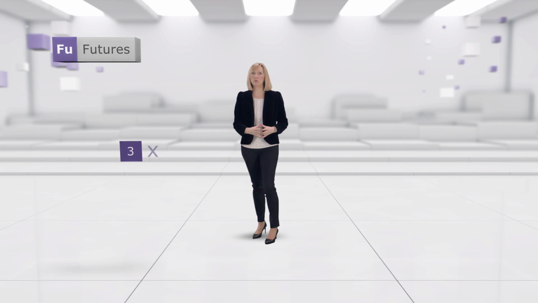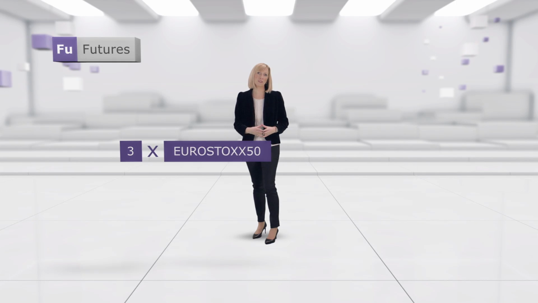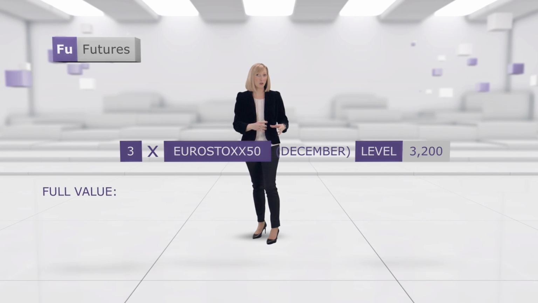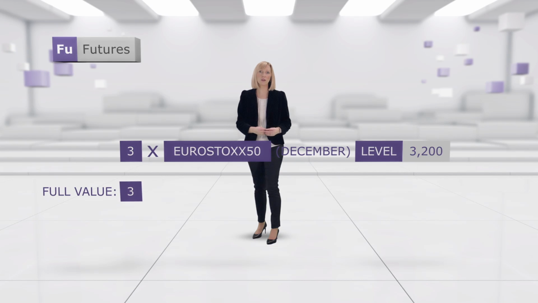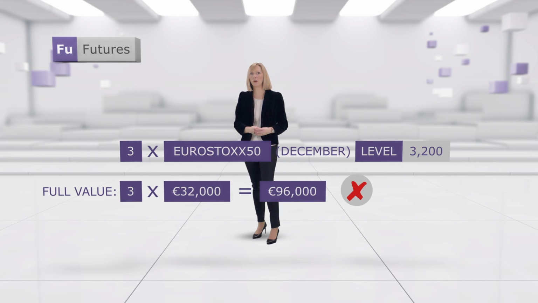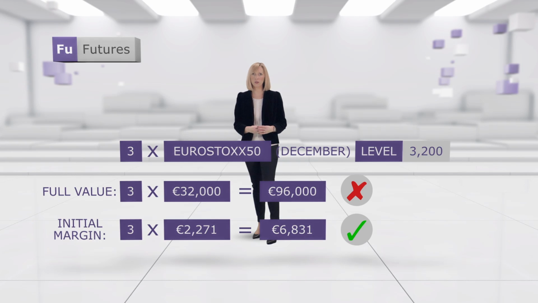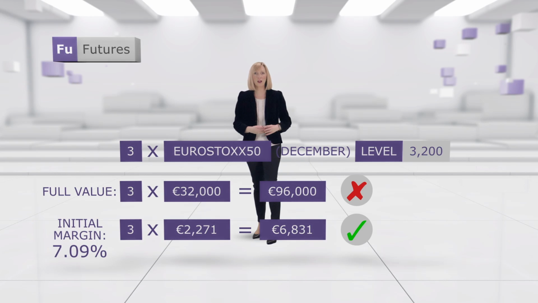So the investor buys 3 Euro Stoxx 50 futures contracts that are set to expire in December at the current index level, which is 3,200. But instead of paying the full value per contract, the future value multiplied by the tick value, which is 3,200 times 10 euros, amounting to 32,000 euros, he will only be required to deposit an initial margin of 2,271 euros, or 7.09% of the nominal value per contract.